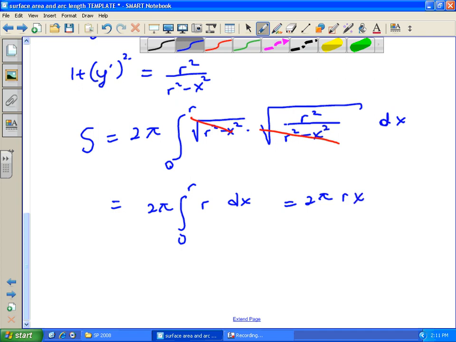rx, right? Because think of r as the number 5. The integral of 5 with respect to x is 5 times x, right? So the integral of r with respect to x is r times x. And the limits of integration are from 0 to r. And remember, these are from x equals 0 to x equals r. So if we plug in an r, we're going to get r squared. Plug in a 0, you get nothing. We got 2 pi r squared.